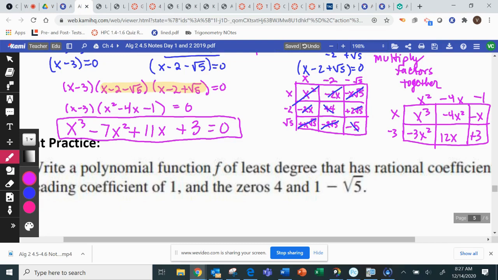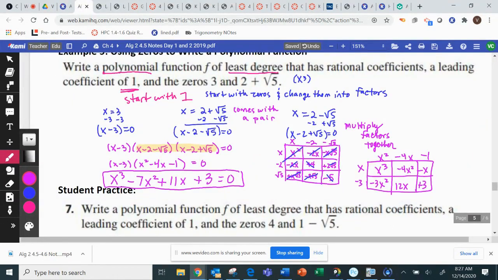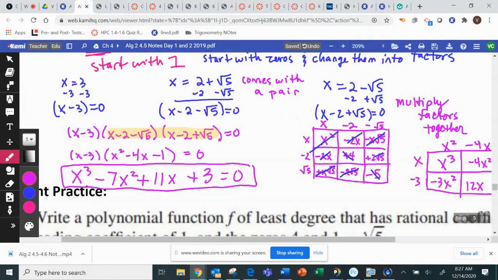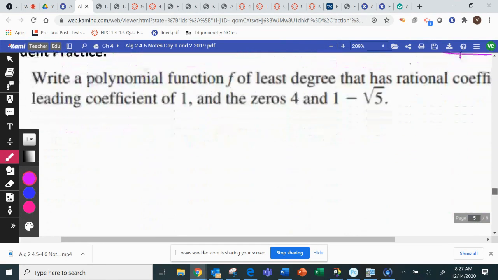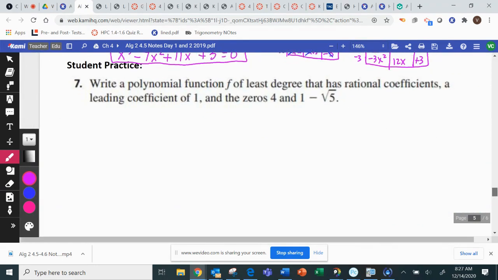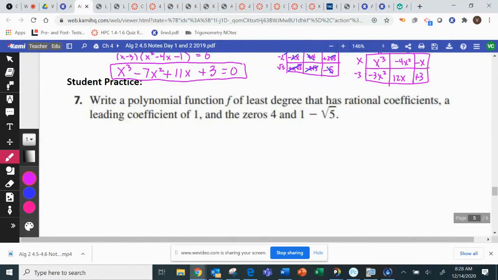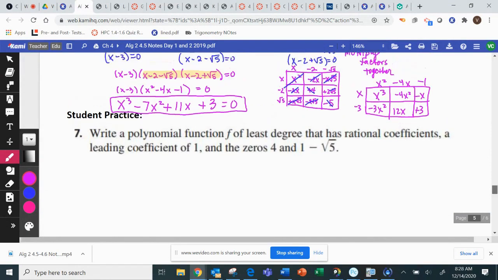So what we did, we took the zeros. When there was an irrational, we also included its conjugate. We changed each zero into a factor, 3 factors, and then we multiplied them together. Let's try that again. This one says student practice, which means I would like you to start it on your own. You do not have to finish the whole thing on your own. But I'd like you to start it on your own using our previous example.